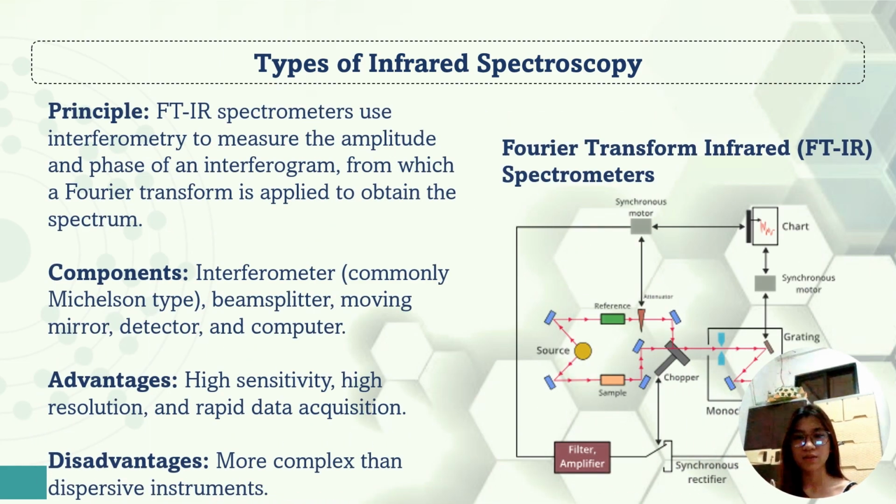Second to the well-known type of infrared spectroscopy is the Fourier transform infrared spectroscopy. It uses interferometry to measure the amplitude and phase of an interferogram from which a Fourier transform is applied to obtain the spectrum. Its components are interferometer, beam splitter, moving mirror, detector, and the computer. It has the advantages of high sensitivity, high resolution, and rapid data acquisition. But it also has the disadvantage of being more complex than dispersive instruments.